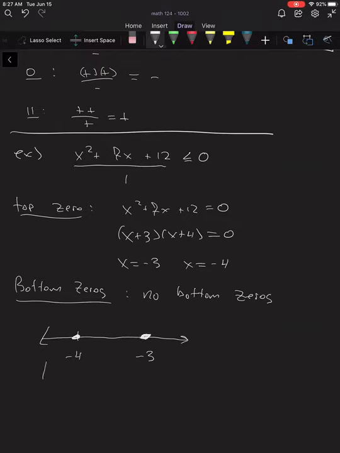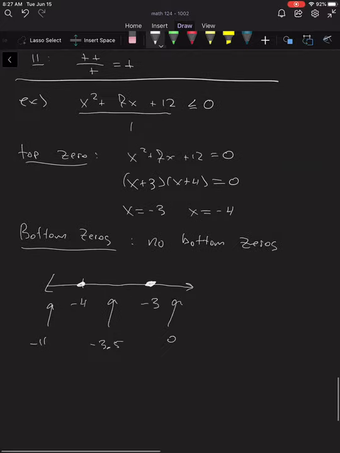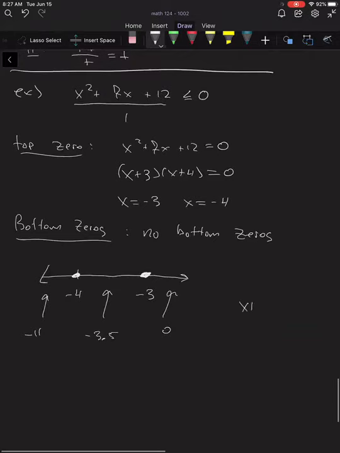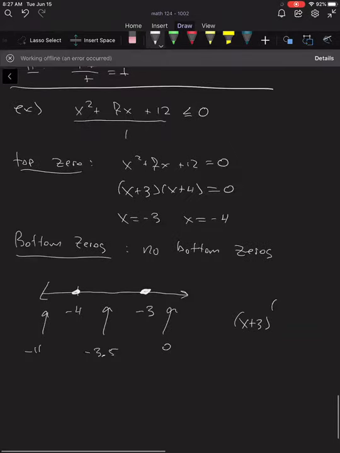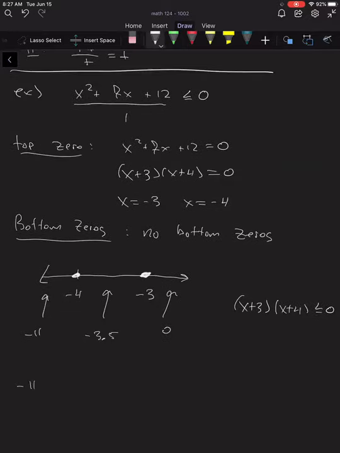All right, so now we plug the points in: minus 11, minus 3.5, and 0. We're plugging them into the factored form, x plus 3, x plus 4, less than or equal to 0. That's what we're trying to solve. If we plug in minus 11, the first term will be minus, the second term will be minus. 2 minuses give us a positive. So it's positive over here.